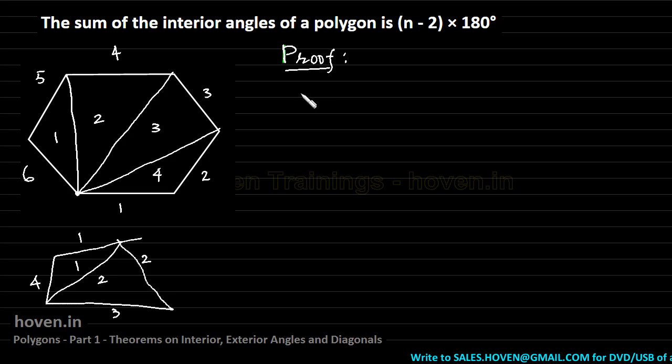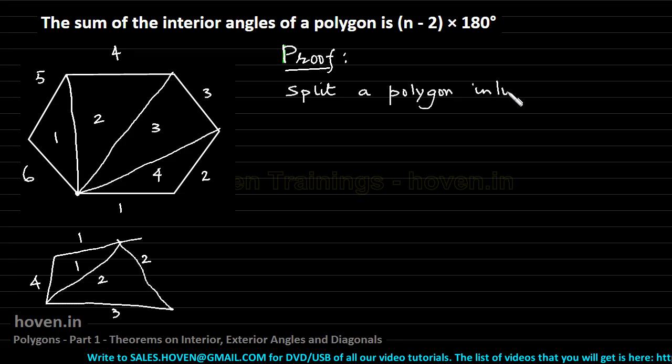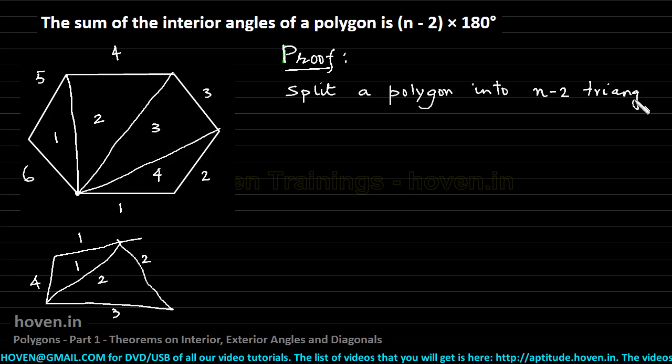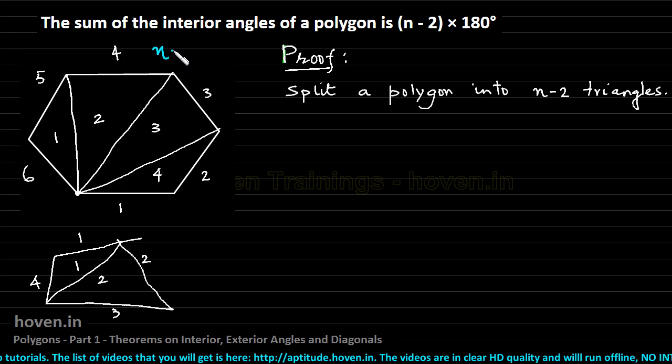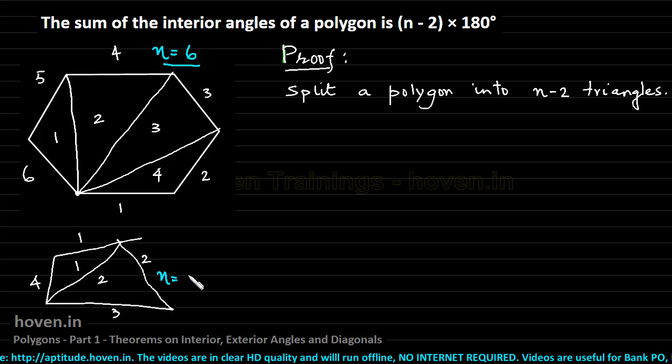So we can write a general rule here: split a polygon into n minus 2 triangles. Here we can write n is equal to 6 and you have split it into n minus 2 triangles. Here n is equal to 4 and we have split it into n minus 2, that is 2 triangles.